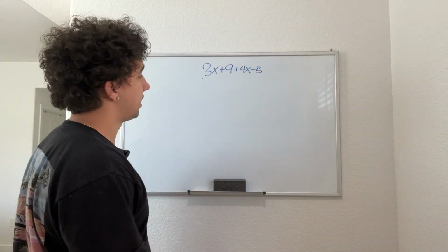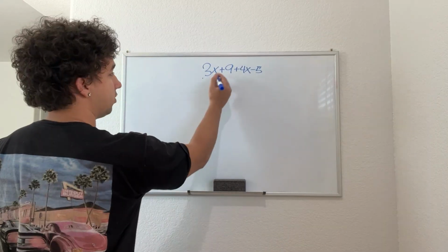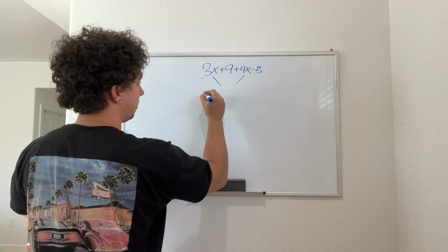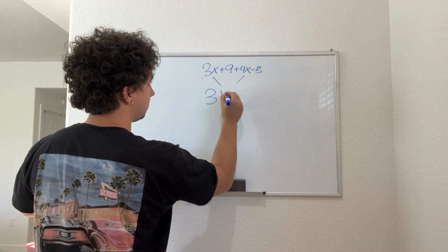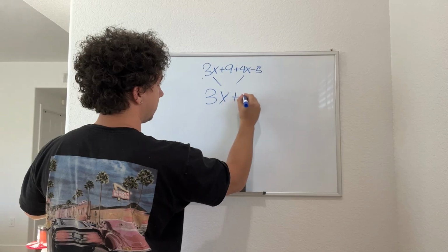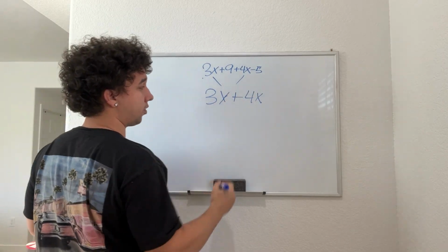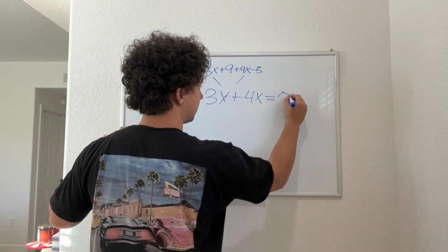All right, here, same thing. I got 3x plus 9, and then 4x minus 5. So again, I'm going to bring these down. I got 3x plus 4x. Well, 3 plus 4 is equal to 7, and then the x just stays the same.